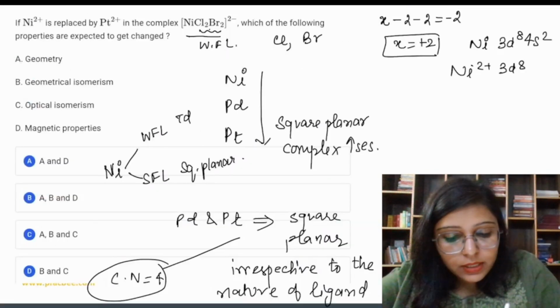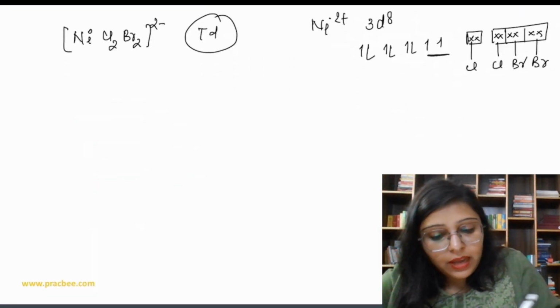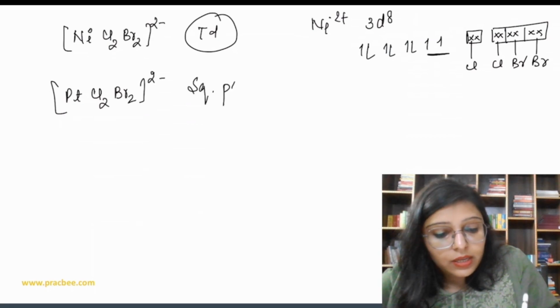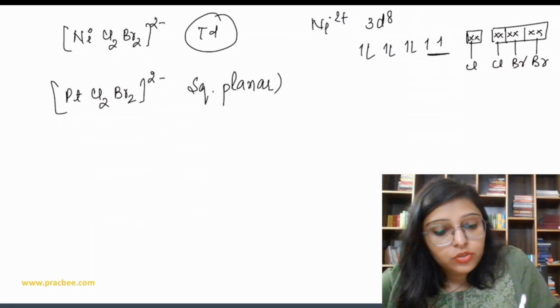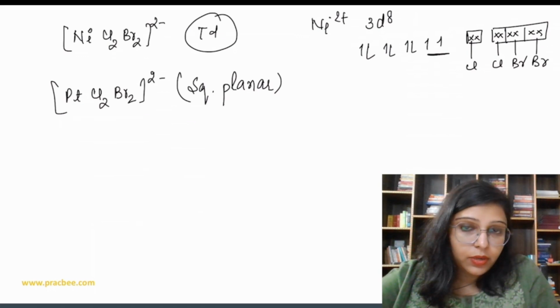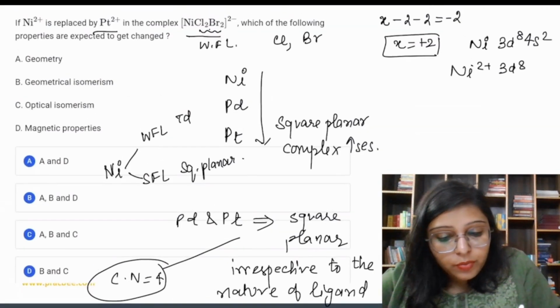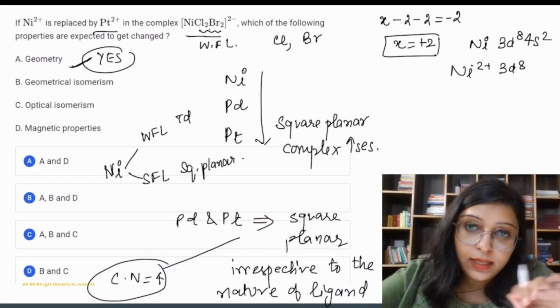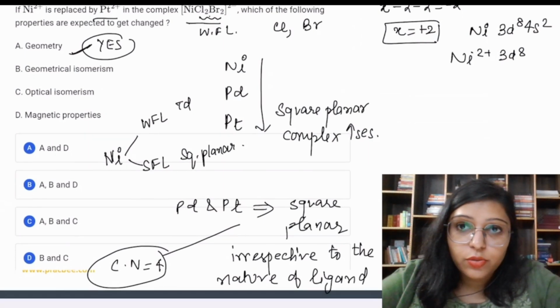But now what happens in presence of platinum? If we have now platinum, [PtCl2Br2], right? Here we are going to form square planar, irrespective of the nature of ligand. So this is going to be square planar. Now, does the geometry change? Yes, it changes. Which of the following properties are expected to get changed? So geometry? Yes. Now geometrical isomerism.